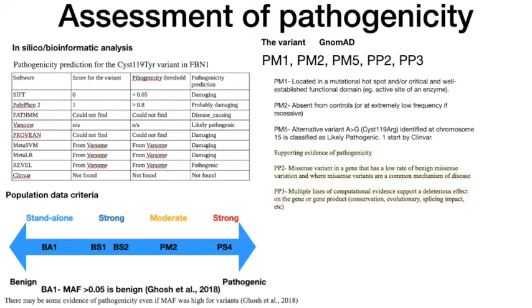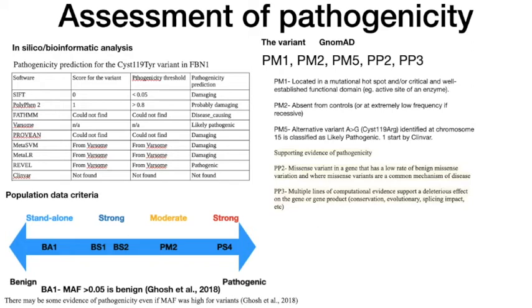So here we have PM1. The variant is located in a mutational hotspot and/or established functional domain. PM2, it is absent from controls. PM5 identifies an alternative variant, identified at chromosome 15 as well, and this is classified as likely pathogenic.